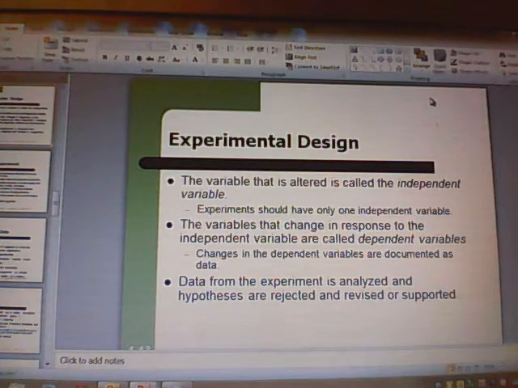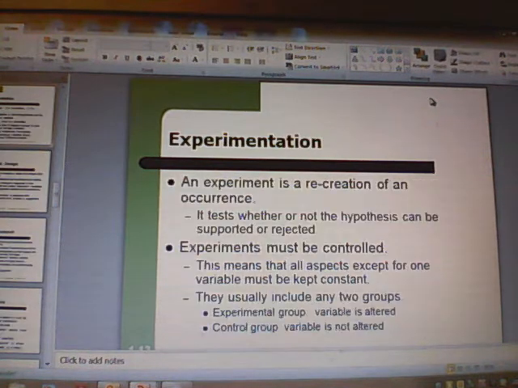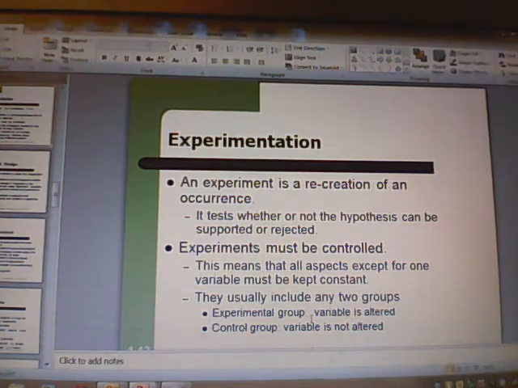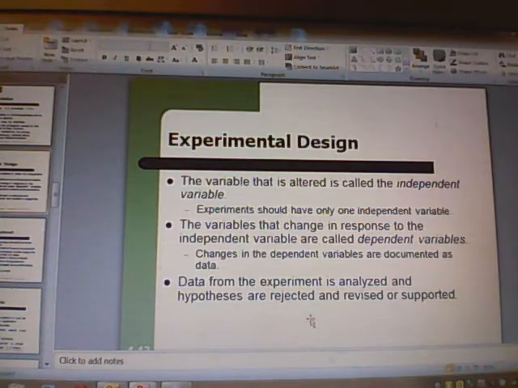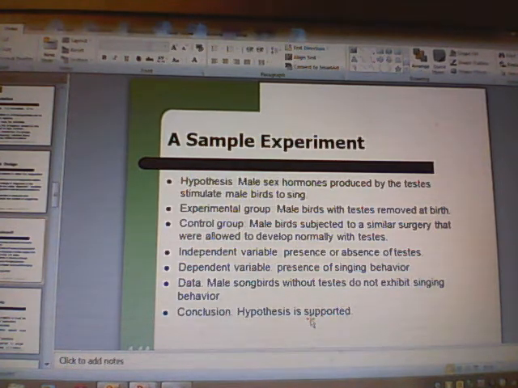understanding that you need an experimental as well as a control, and then you have independent and dependent variables. And so it tells you here that a control group is the variable that's not altered, whereas the experimental group is the variable that is altered. So understanding those terms will help you as you go along to take the exam. And then I do have questions that give you sample experiments, and so it'll give you a scenario like this one does here and ask you questions based upon that.